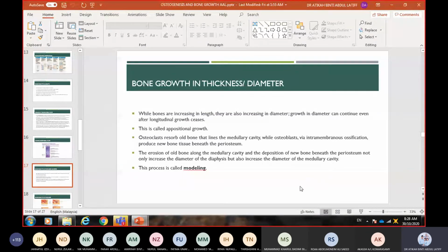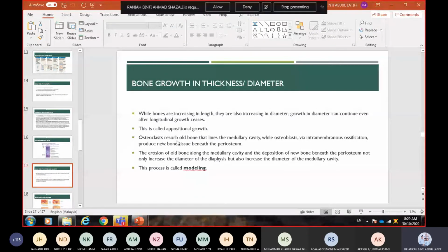Although the growth in length ceases at about 18 to 25 years old, the bone can still continue to grow in thickness or diameter. A lot of activities such as exercise and so on can help to grow your bone in thickness or diameter, depending on how much you're using your bones. This is called appositional growth, or growth in thickness or diameter.